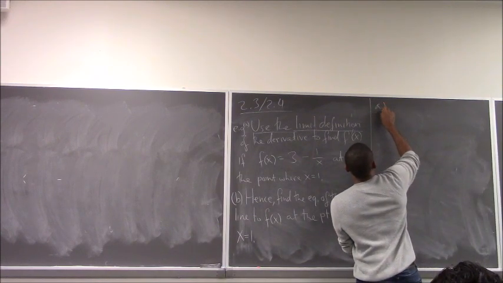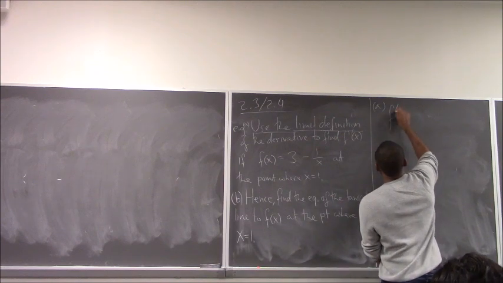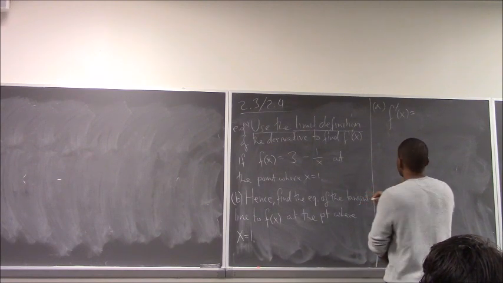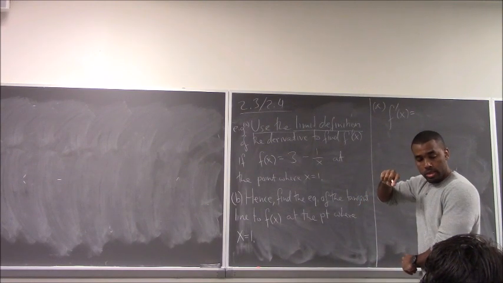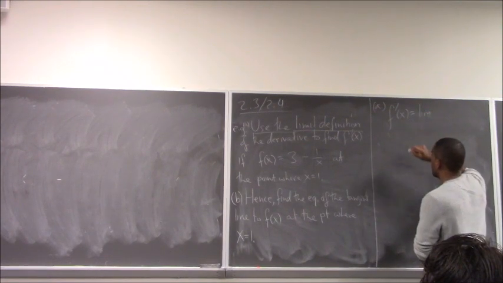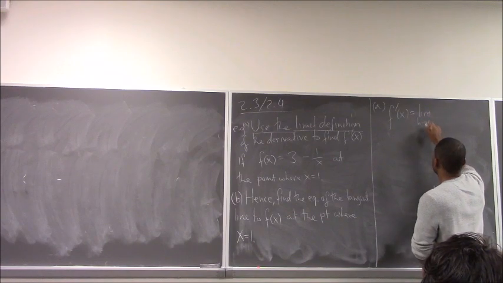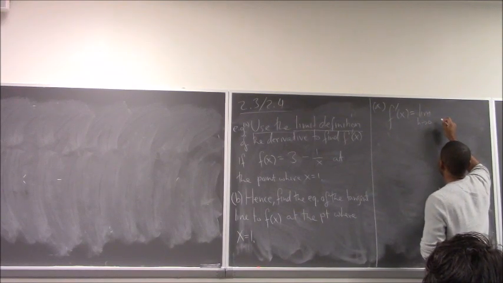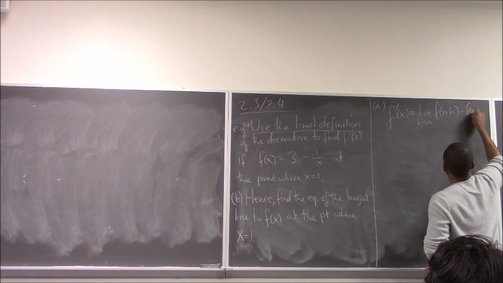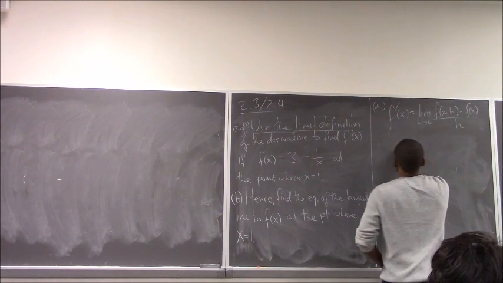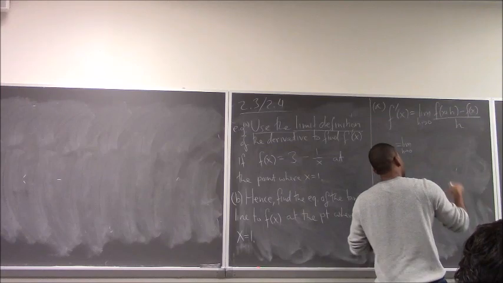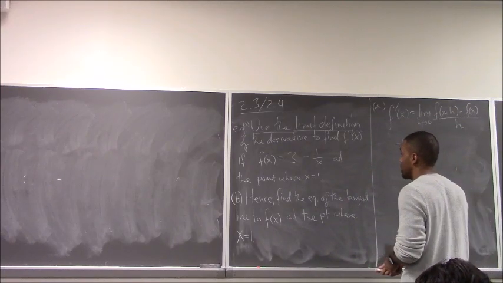So let's actually do part A. What is the limit definition? f prime of x is given by the limit as h approaches 0 of f of x plus h minus f of x over h. So let's actually apply that to this function. And you keep writing the limit until you actually plug in the numbers. So let's actually write that in.